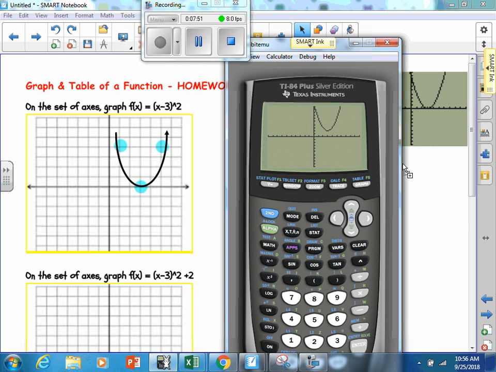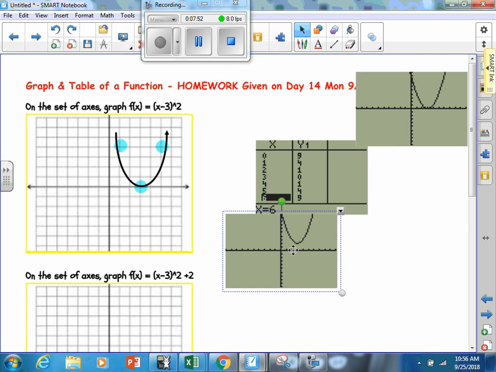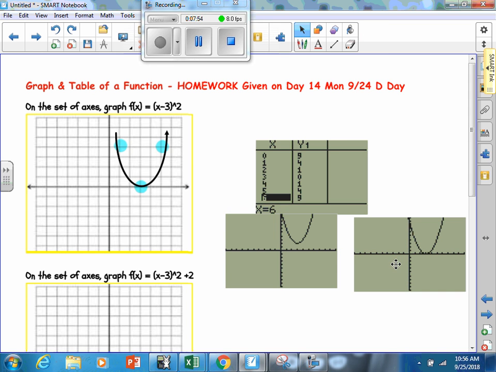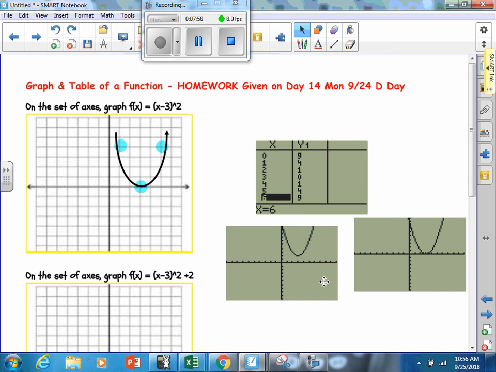Oh, that's interesting. So I can see that my graph hasn't moved down and it hasn't moved to the left, but it's actually moved up. Before it was right on the x-axis.